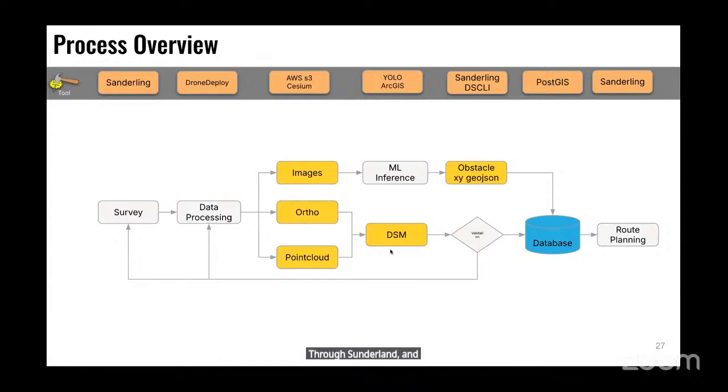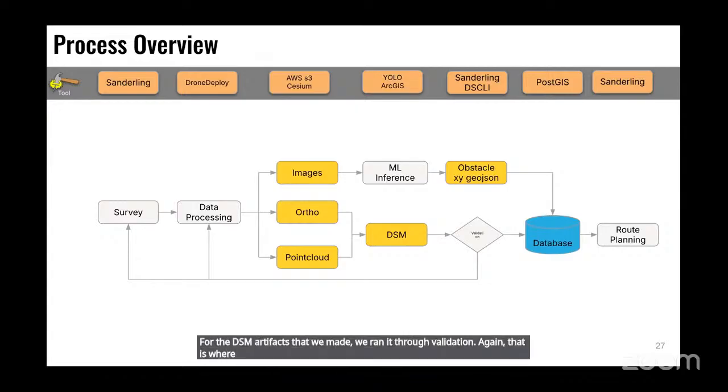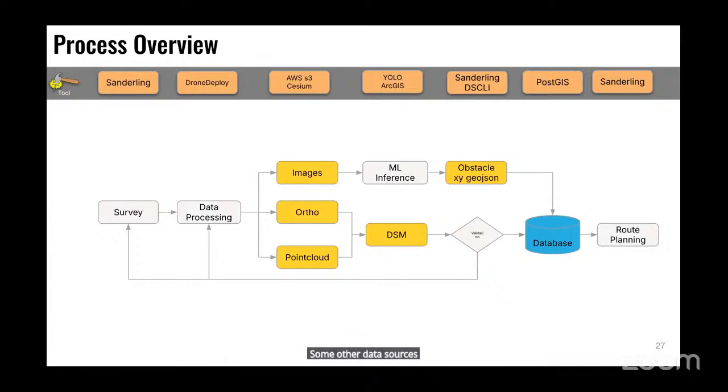And for the DSM artifacts that we made, we run them through validation. Again, that is where we are comparing against some other data sources like some RTK GPS, or even a previous survey that we trust, to make sure that there are no errors. Once we declare that there are no errors, we ingest that elevation map also into the same PostGIS database.